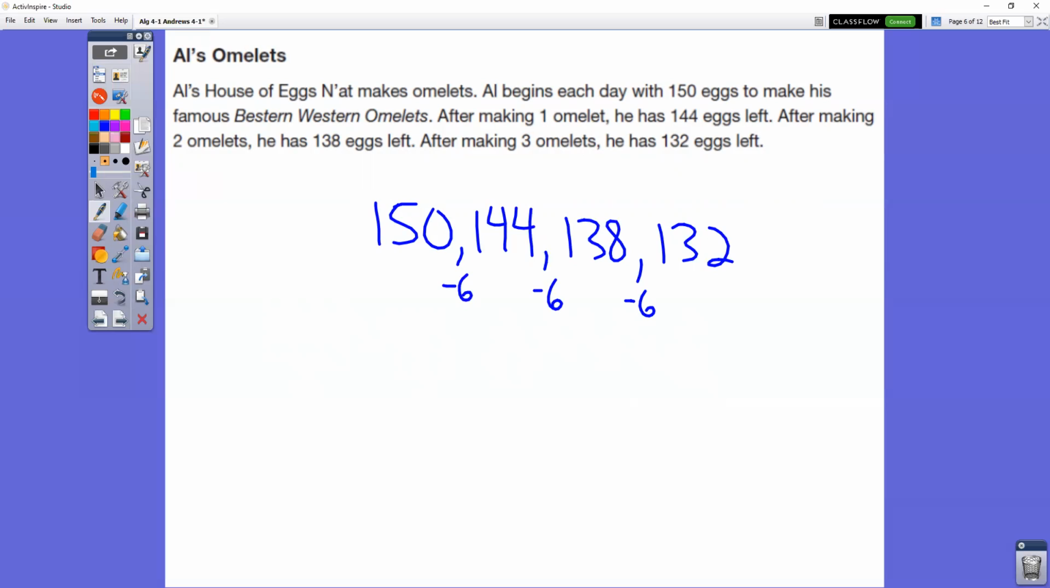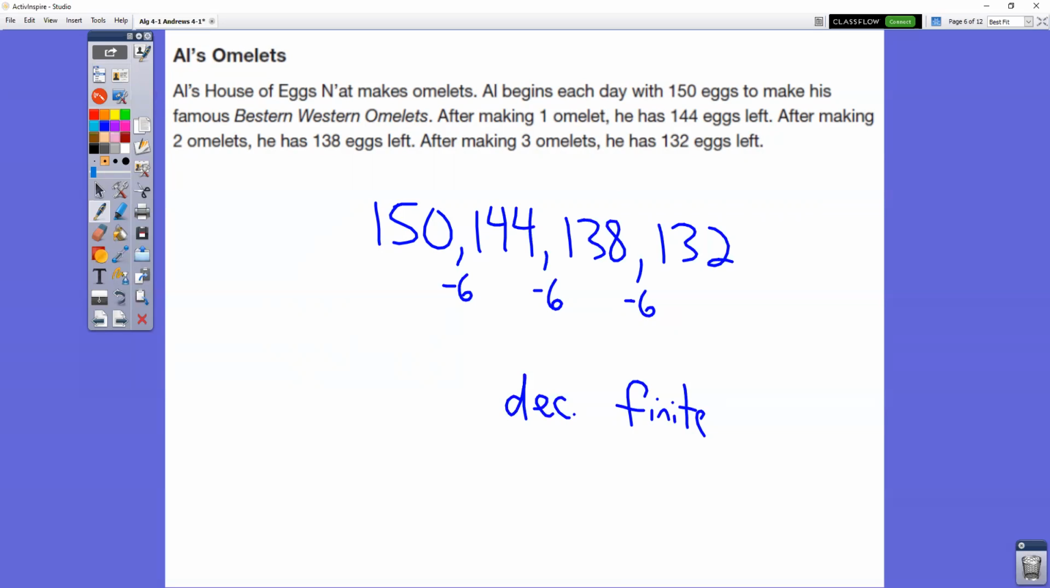Well, would this be finite or would it be infinite? This would be finite because eventually we would run out of eggs. Eventually we would get to 0 and we would run out. The pattern is decreasing because we're subtracting by 6 each time.